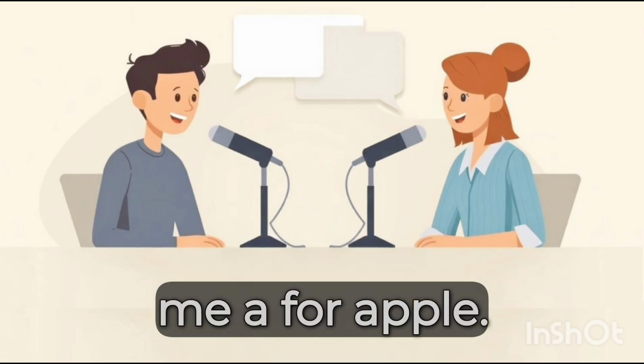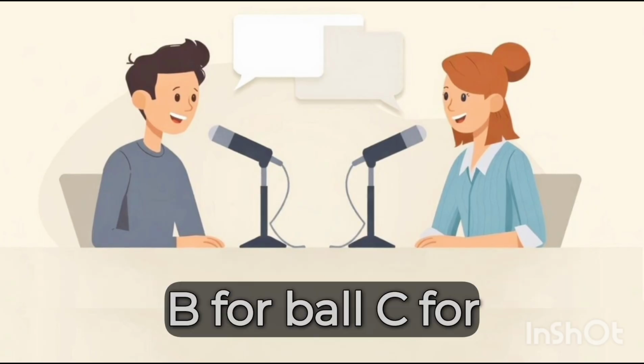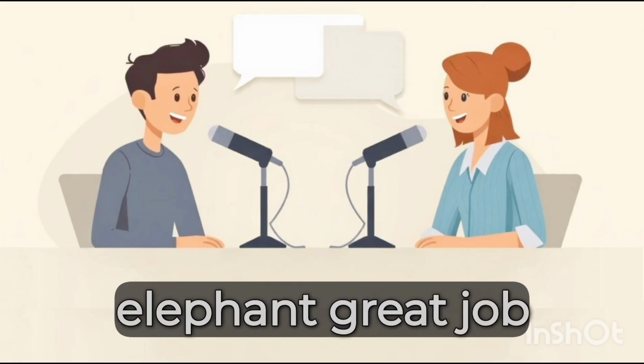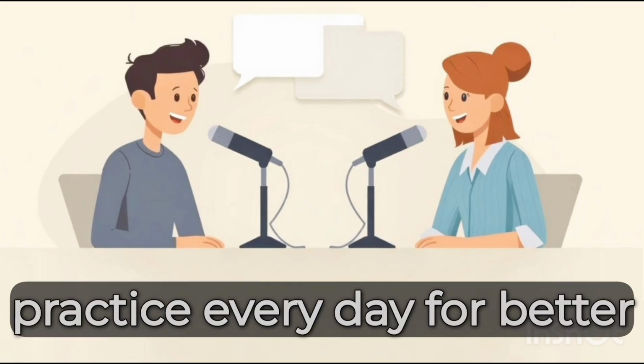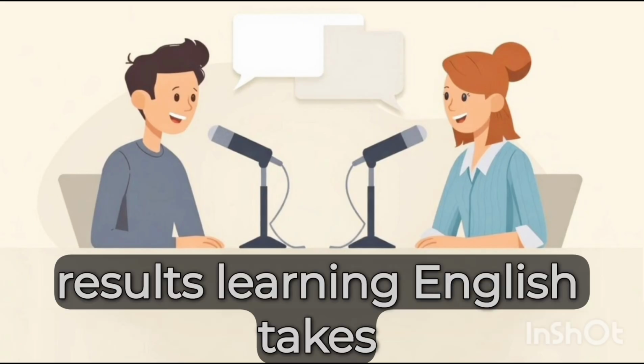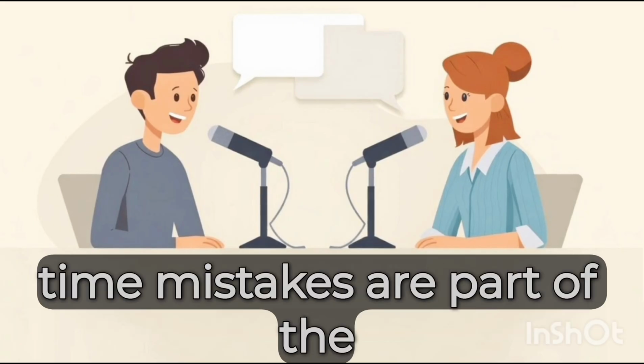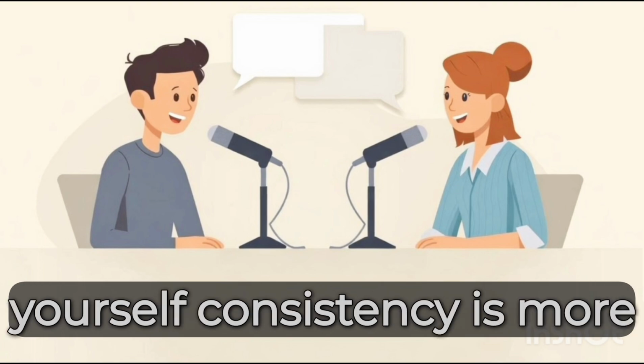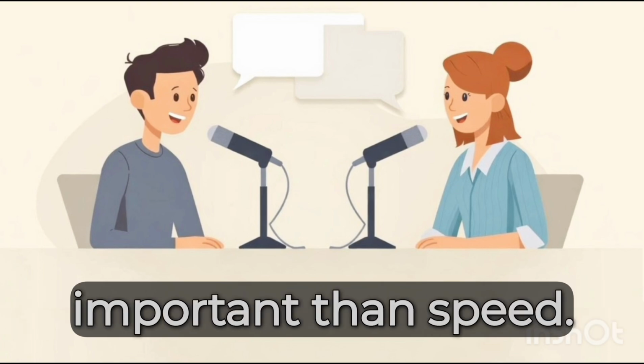Now, repeat after me. A for apple, B for ball, C for cat, D for dog, E for elephant. Great job! Practice every day for better results. Learning English takes time. Mistakes are part of the process. Be patient with yourself. Consistency is more important than speed.